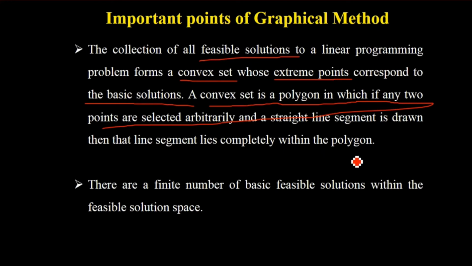Just now I showed you what a convex set and a convex region are. Polygon means, if you get a triangle, then next is a quadrilateral; depending on the number of vertices, it is said to be a polygon. There are a finite number of basic feasible solutions within the feasible solution space. What do we mean by feasible solution space? The set of feasible solutions is called the feasible solution space.